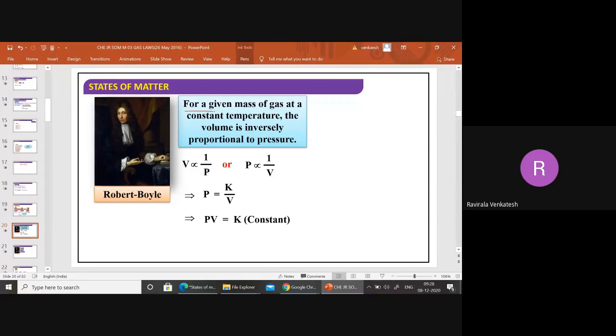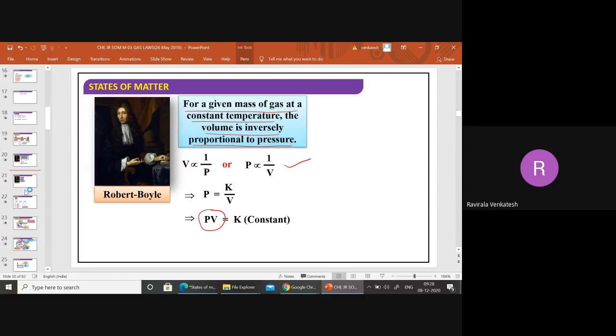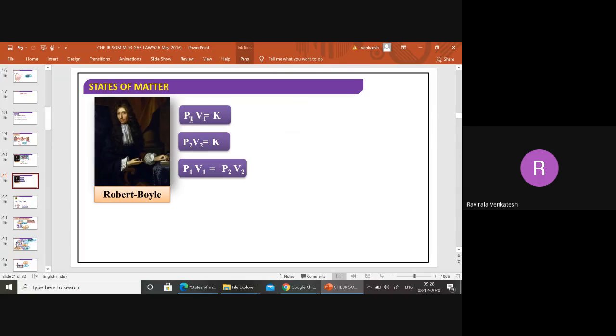For a given mass of a gas at constant temperature, the volume is inversely proportional to the pressure, or pressure is inversely proportional to the volume. You can give it anywhere like this. Ultimately, we are getting PV is equal to K. Based on that, we can convert PV equals K into P1 V1 equals K, or P2 V2, because whatever you take, P1 V1 will always be the same.